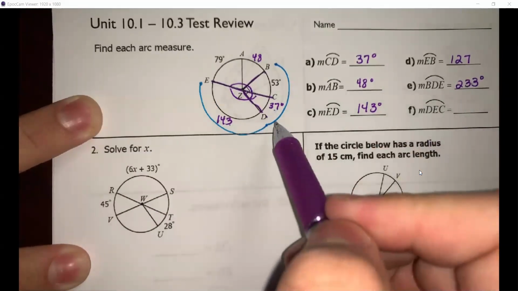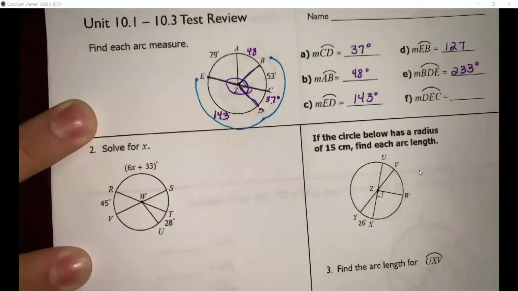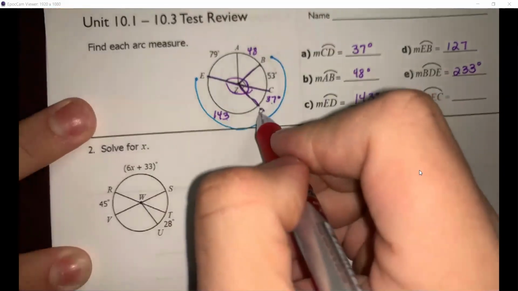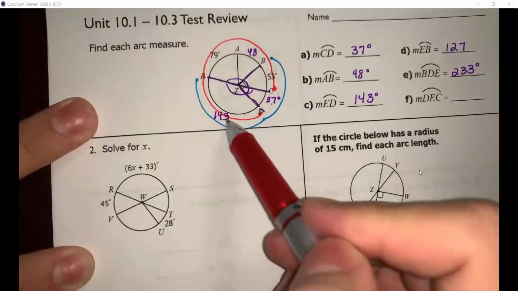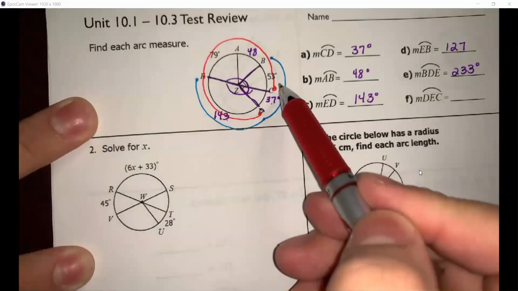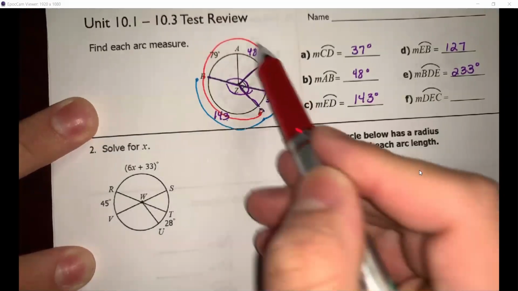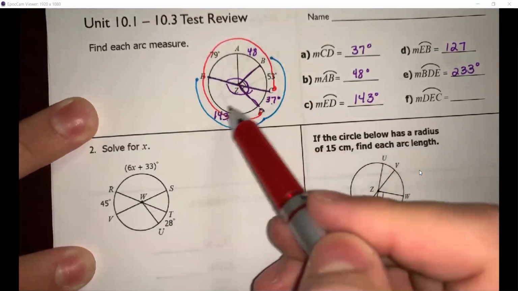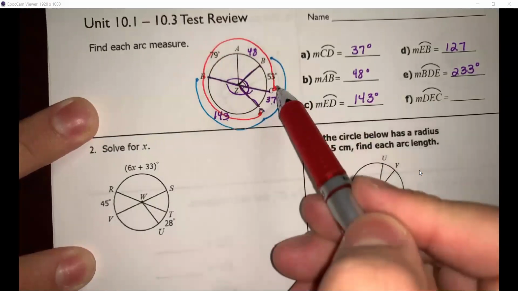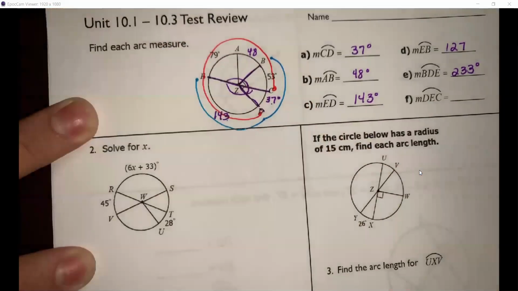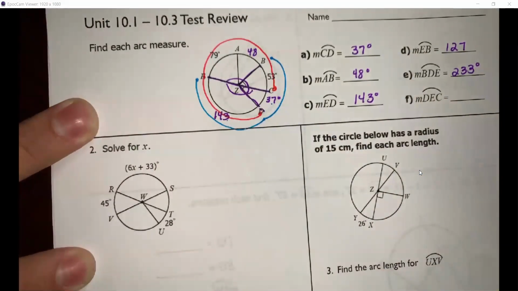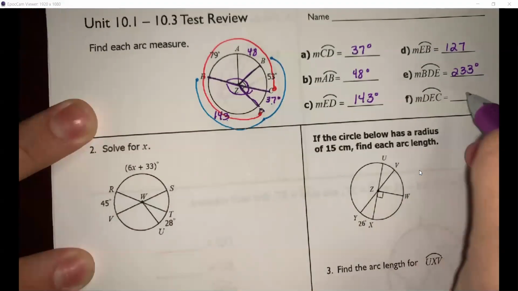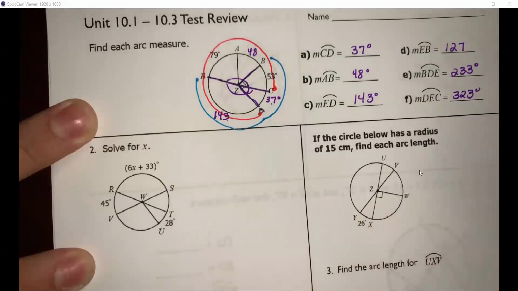And then for arc DEC, so let me do a different color for this one. So to get from D to E all the way around to C, you can do this one of two ways. You can either add up all of the angles that make up this entire arc, or you can also recognize that an entire circle is 360 degrees. So if I just want the measure of this arc right here, I could just subtract that piece that's 37. So I could do 360 minus 37, and that gives me 323 degrees for part F. All right, so not so bad.